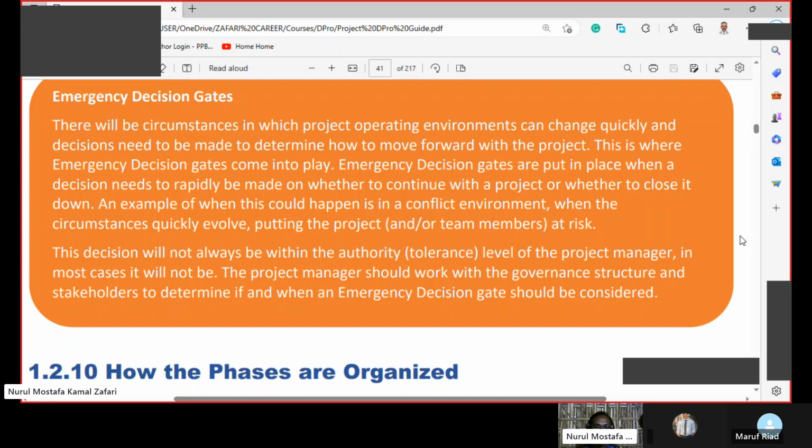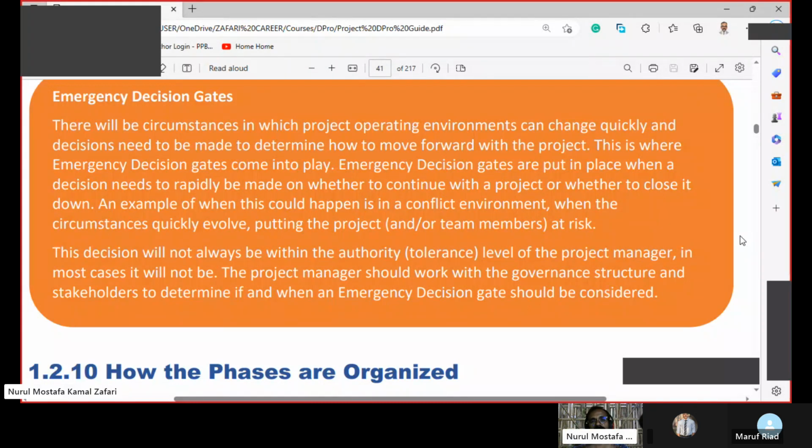An example of when this could happen is in a conflict environment when the circumstances quickly evolve, putting the project or team members at risk. This decision will not always be within the authority tolerance level of the project manager. In most cases, it will not be. The project manager should work with the governance structure and stakeholders to determine if and when an emergency decision gate should be considered. So, my colleagues, this is the last point and frank discussion.